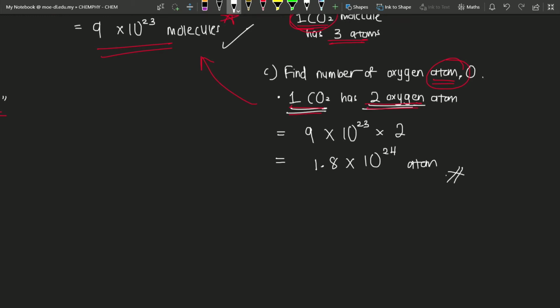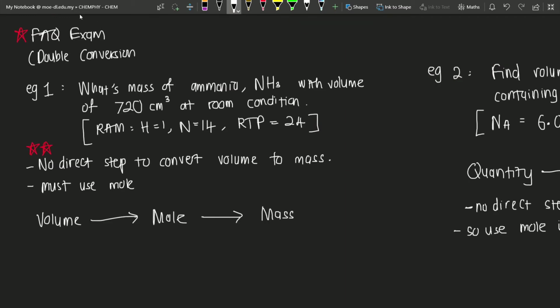That is our answer. So just now we have already learned mole concept. Mole converted to any three siblings, you guys will multiply by the connection. Any three siblings converted to the mole, you guys will divide by the connection. You guys must know how to divide or multiply the connection, and you guys must know what is connection related. Don't memorize the connection because the question will give the connection.